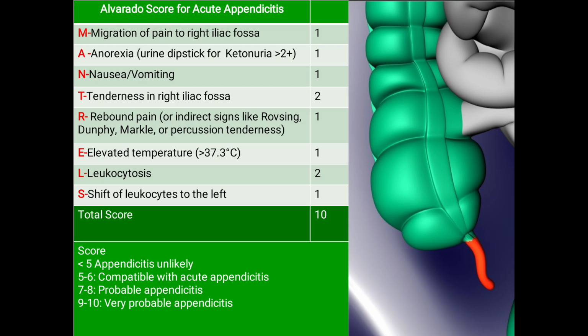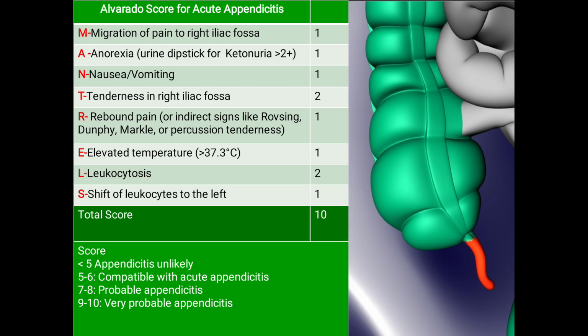In this, M is migration of the pain to the right iliac fossa. It is given a 1. A is anorexia, and we also do urine dipstick for ketones. If it is more than 2, we give it a point of 1. Nausea and vomiting is given a score of 1. Tenderness in the right iliac fossa is given a score of 2.